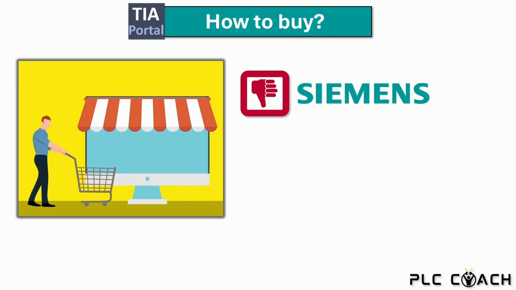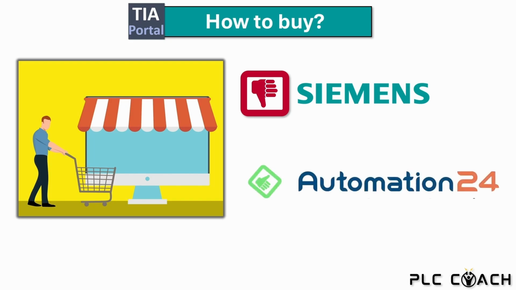Fortunately, there are many other sellers on the internet where you can purchase the TI portal as a private individual. In Europe, for example, I can recommend Automation24. With a simple Google search, you will definitely find a seller in your country as well.